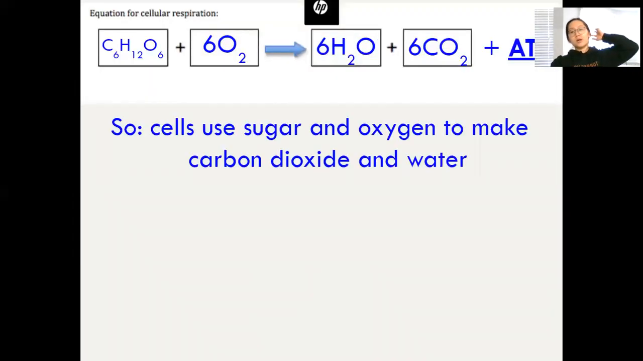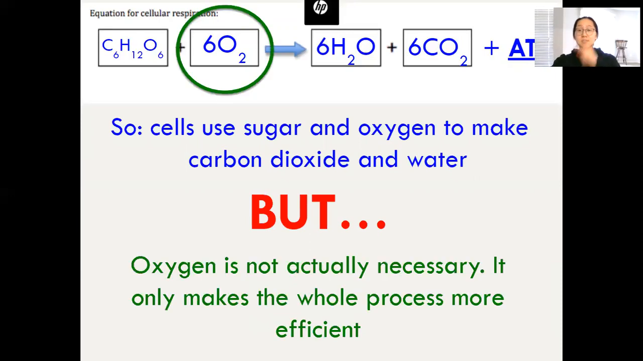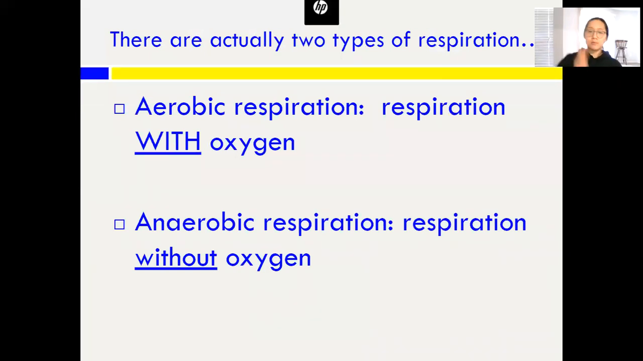So cells use sugar and oxygen to make carbon dioxide and water, but oxygen is not actually necessary. It only makes the whole process a lot faster, and you can make a lot more ATP when you have oxygen. So there are two types of respiration. Aerobic is with oxygen, and anaerobic is without oxygen. And if you have ever gone on a run, you have experienced both. And I say this because I run and I experience both multiple times a week, and one of these is more painful than the other.